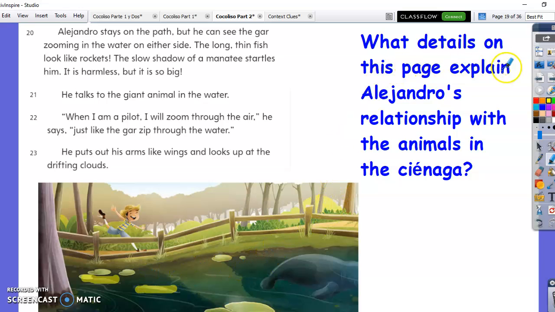What details on this page explain Alejandro's relationship with the animals in the Ciénaga? Again, remember that this is a realistic story. The animals are not talking back with Alejandro. It's just that he knows a lot about them. He talks to them, even though they don't talk back to him.